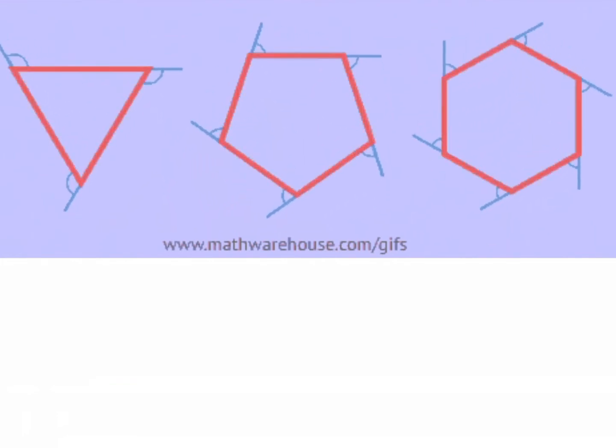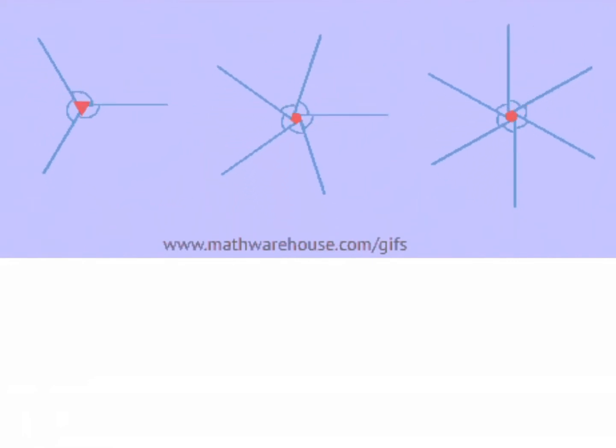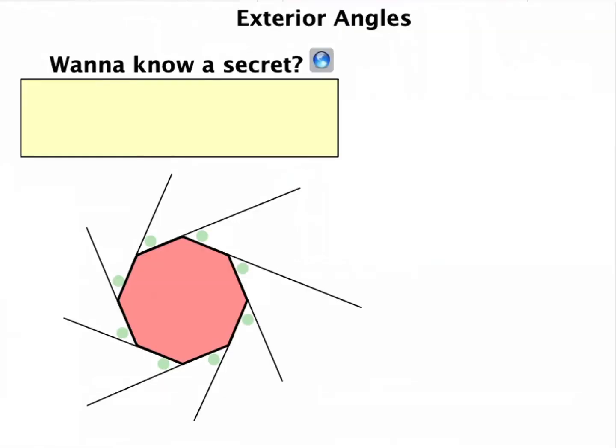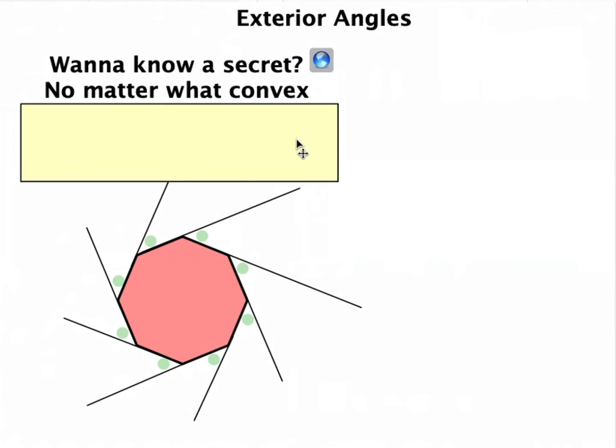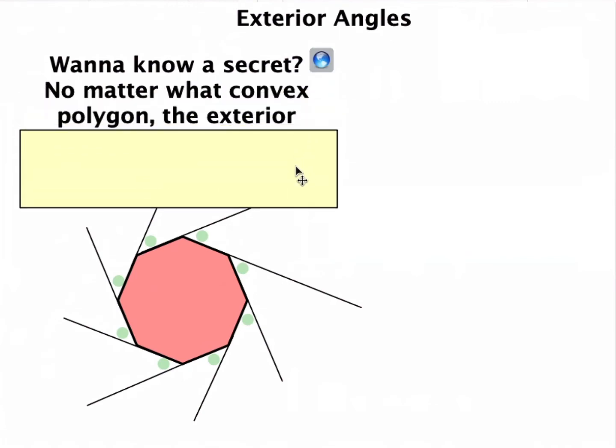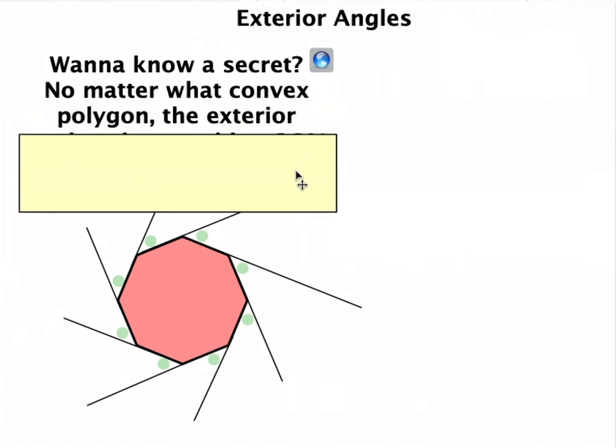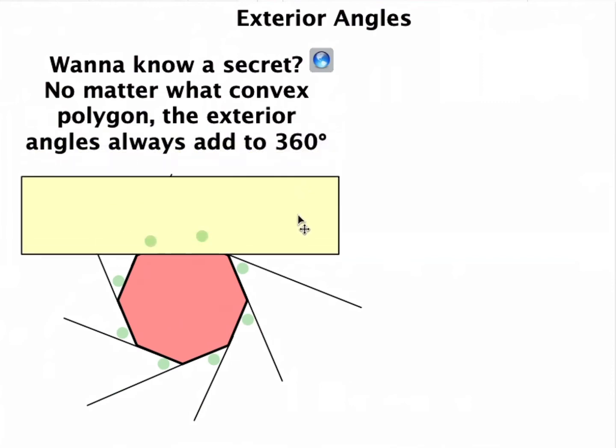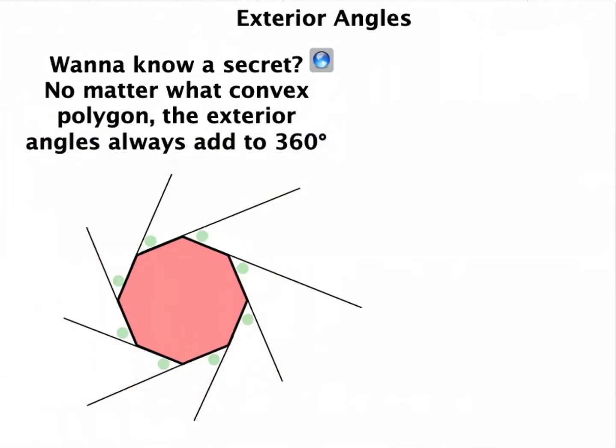How many degrees are in a full circle? Well, here's the formula. No matter what convex polygon, the exterior angles always add up to 360 degrees. That's a full circle, and so you don't even need to do any n minus 2 or anything. The formula is just straight up 360 degrees for the sum of the exterior angles of a convex polygon.